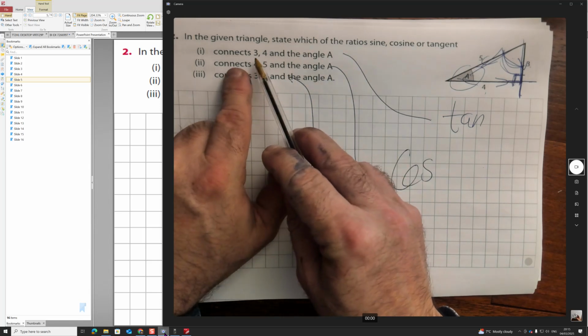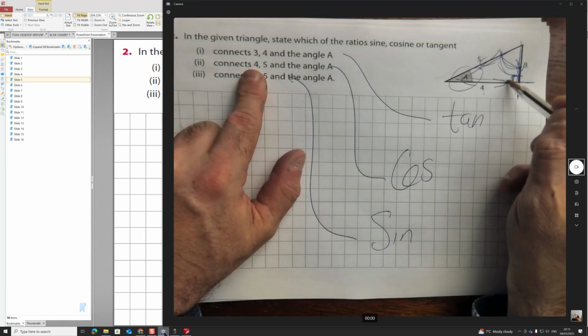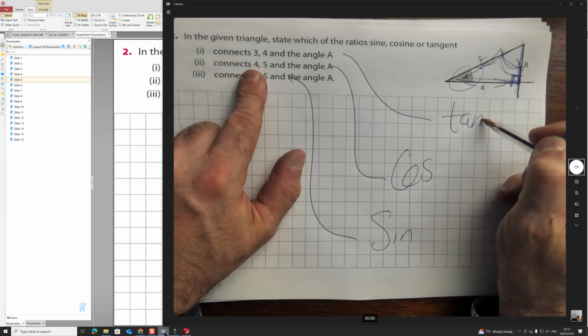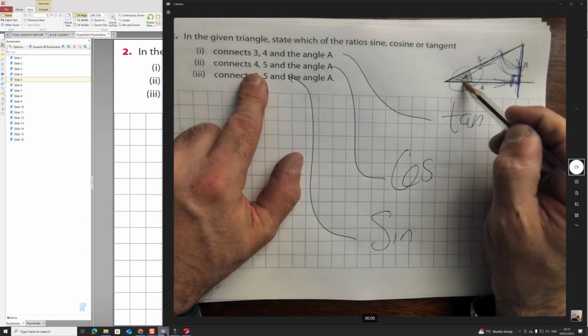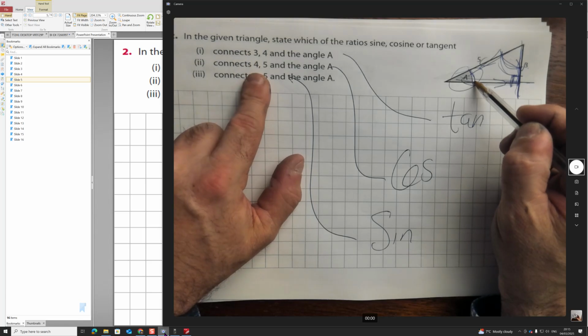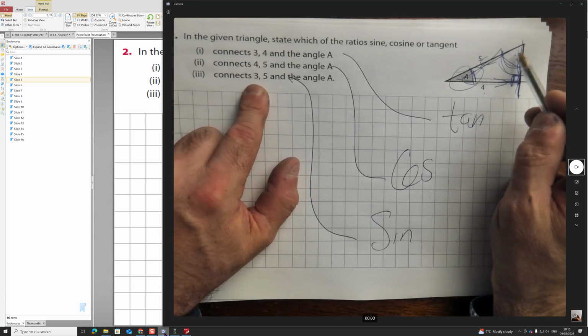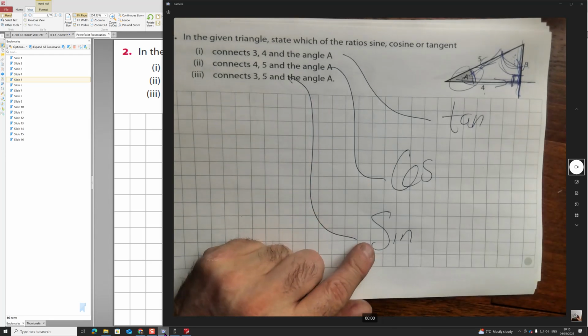In the given triangle, I think you were able to read it. Connects 3 and 4. So look at it again. Where does 3 meet 4? It meets at the right angle. That's tan. Connects 4 and 5. It meets at the actual reference angle. That's cos. Okay, and connects 3 to 5. Meets at the complementary angle. That's sine.